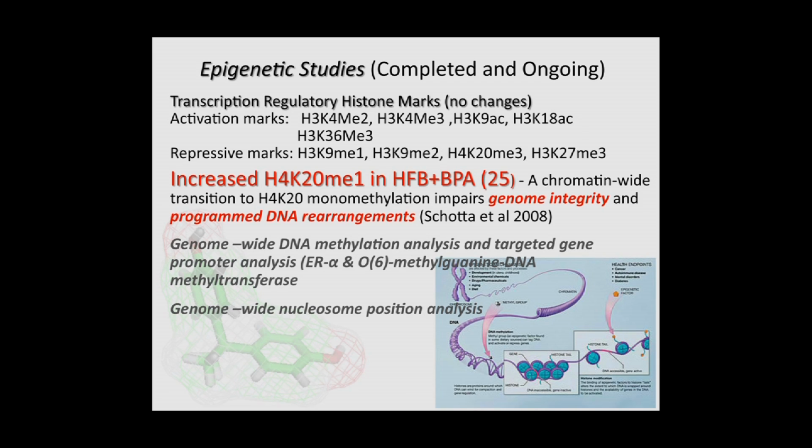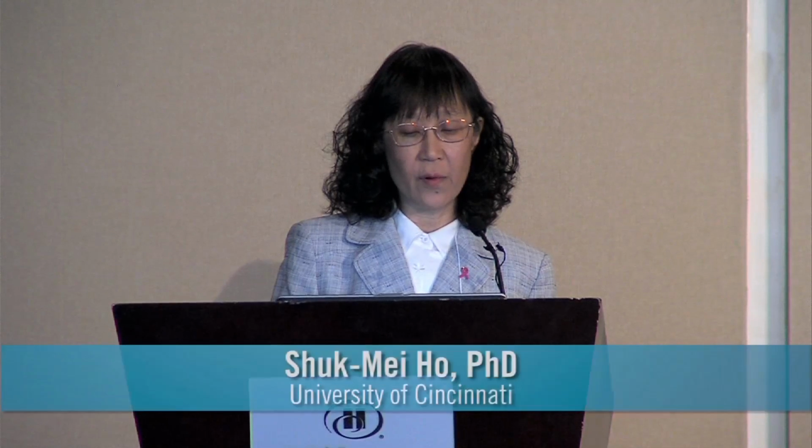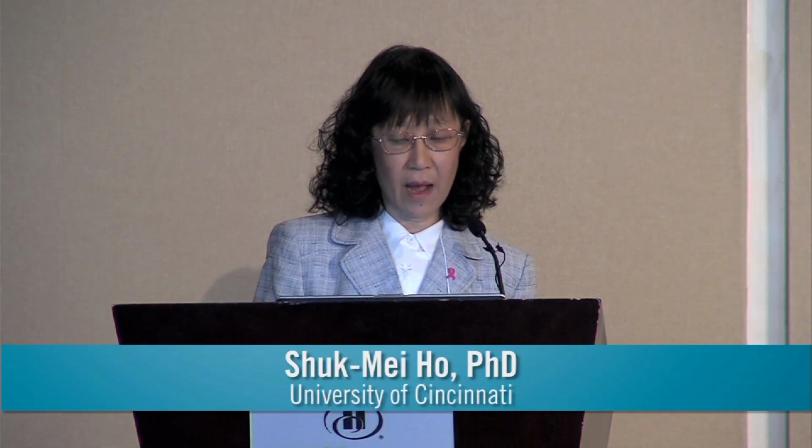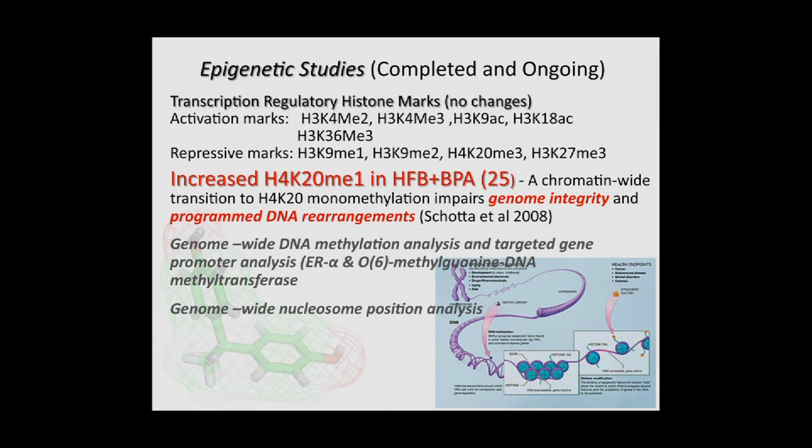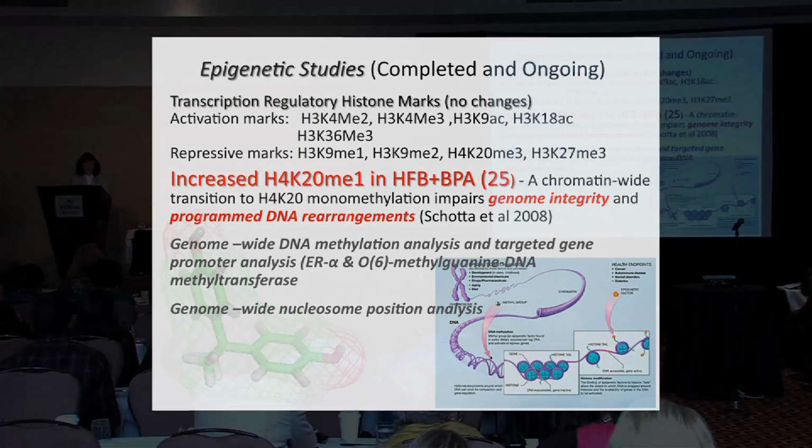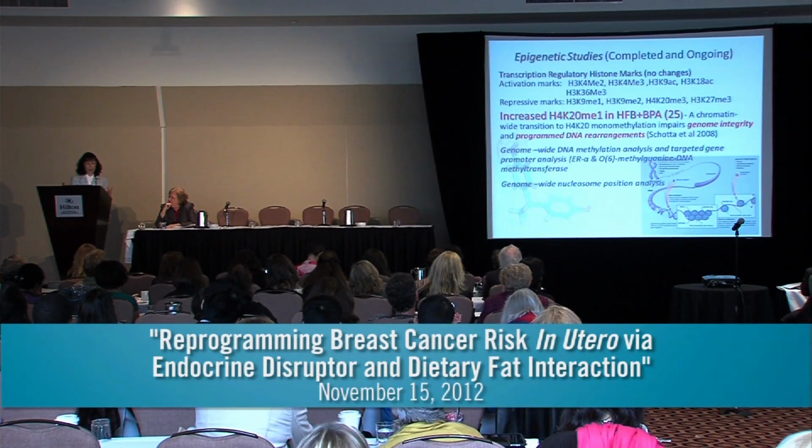Now, what is different is one of the marks that very few people look at, and this is the histone H4K20 monomethyl mark, and it is only happening in the high-fat butter plus the bisphenol A 25 microgram per kilogram body weight group. This particular mark is increased, and it turns out that this mark has a very general overall chromatin effect in impairing the genome integrity and also programming DNA rearrangement. So that means it makes the entire DNA unstable.